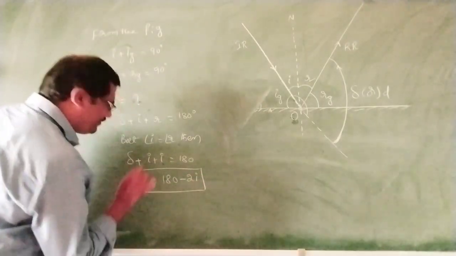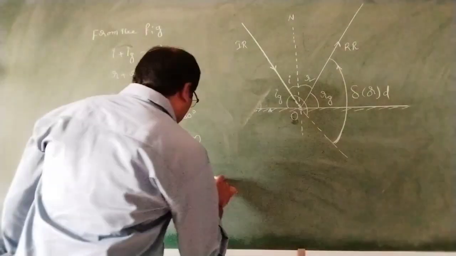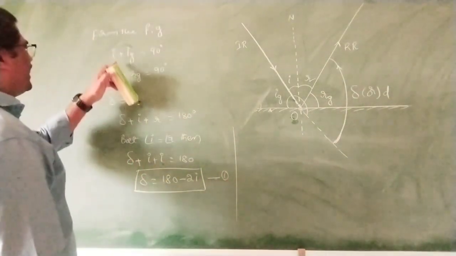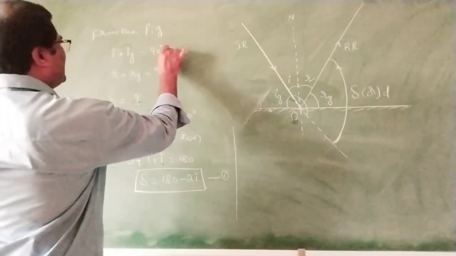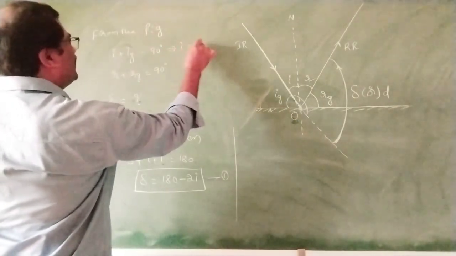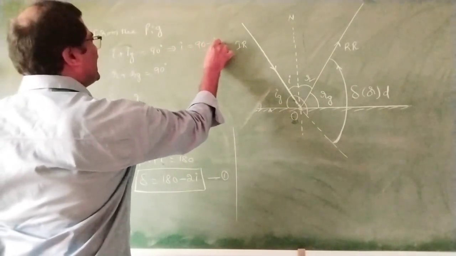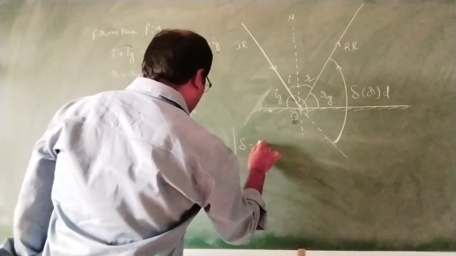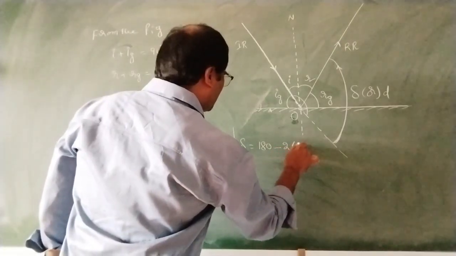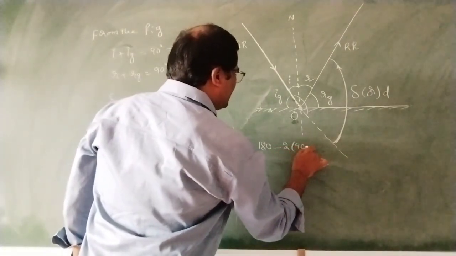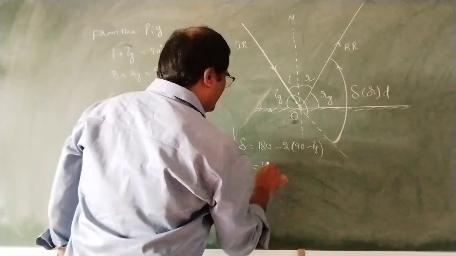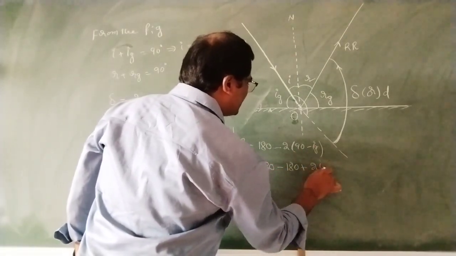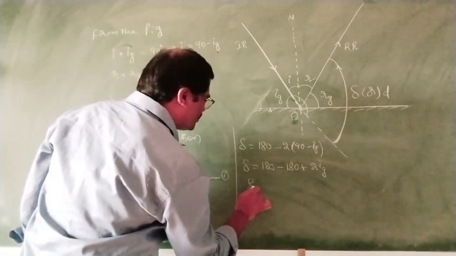This is the angle of deviation. This is equation 1. From I plus Ig is equal to 90 degrees, I is equal to 90 minus Ig. Substituting in equation 1, delta is equal to 180 minus 2 into (90 minus Ig), that is 180 minus 180 plus 2Ig. That is, delta is equal to 2Ig.